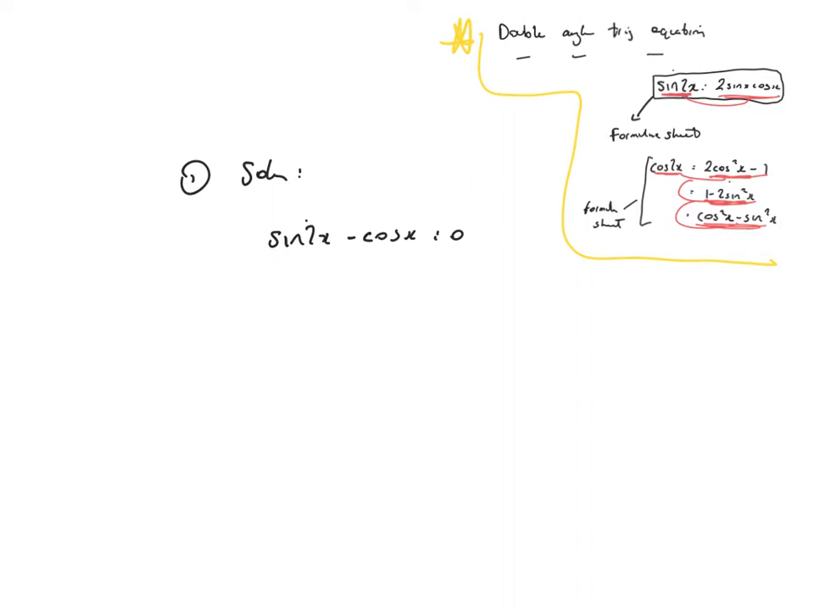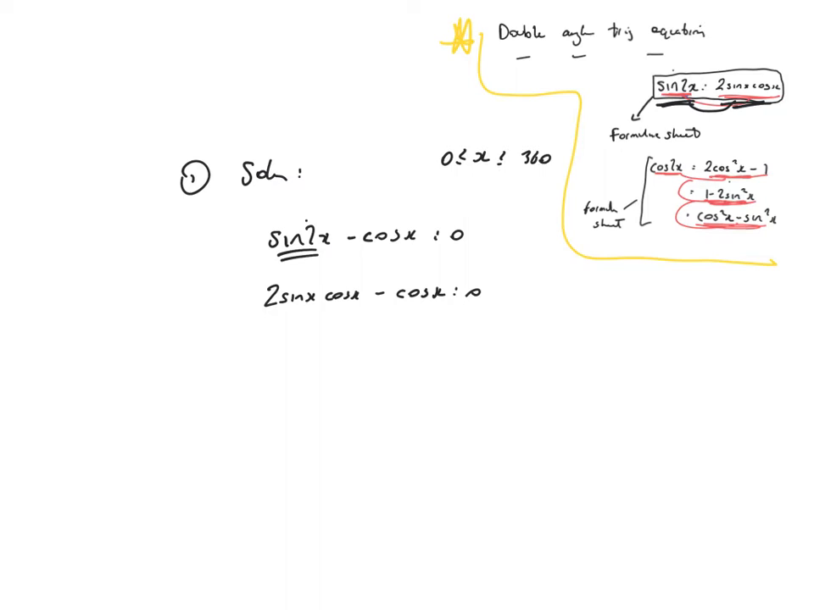Okay, now when you've got a double angle trig equation, what you look to do is make a substitution. Now what we do know is that sine 2x is equal to 2 sine x cos x, so I'm going to use that fact and make that substitution. Where I see sine 2x here, I'm going to replace it with 2 sine x cos x. I've still got my minus cos x, and that's equal to 0, and I should have said that we're looking for solutions that lie between 0 and 360.